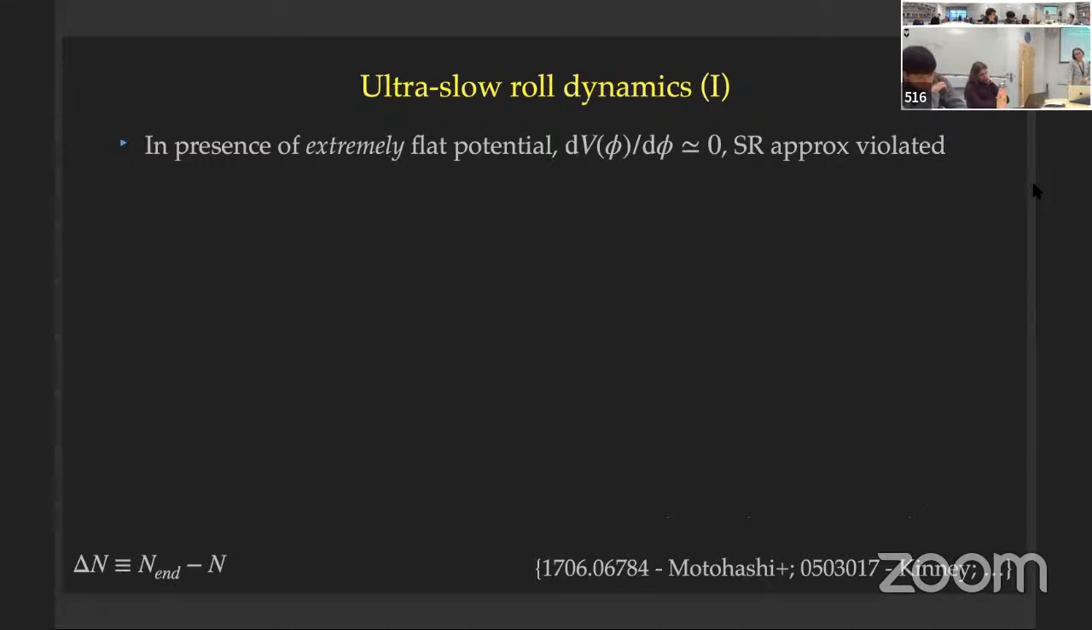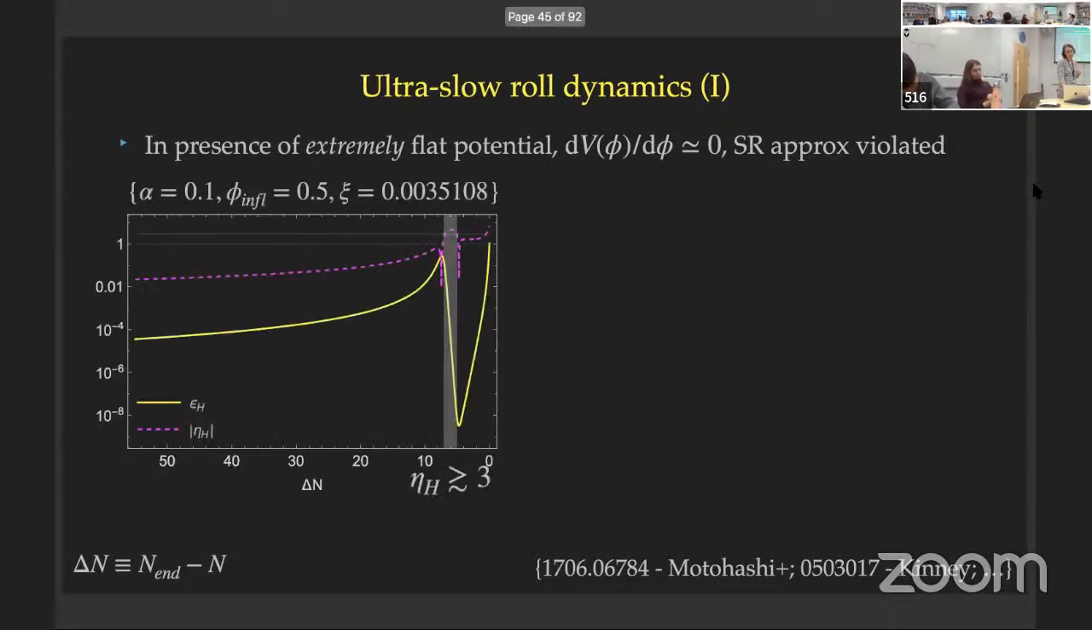So what happens is that at the inflection point, the slow roll approximation is violated, and you enter another regime, which is called ultra slow roll. So when you have extremely flat potentials, which is the case for an inflection point, if you think about how it is defined, the slow roll approximation is violated, and something strange happens.